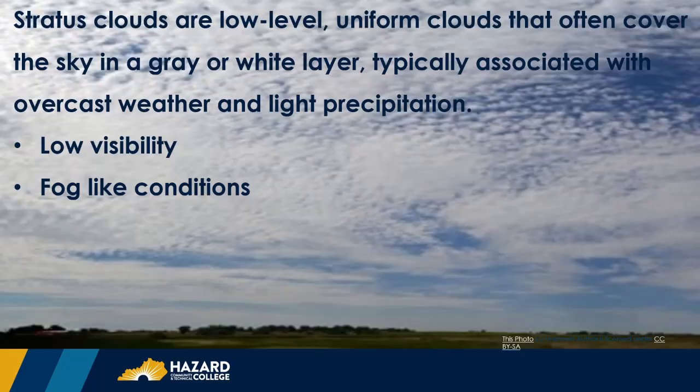Stratus clouds are low-level, uniform clouds that often cover the sky in a gray or white layer, typically associated with overcast weather and light precipitation. They come with low visibility and foggy conditions.